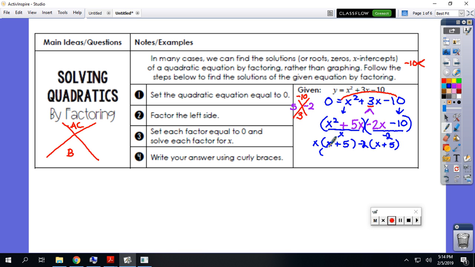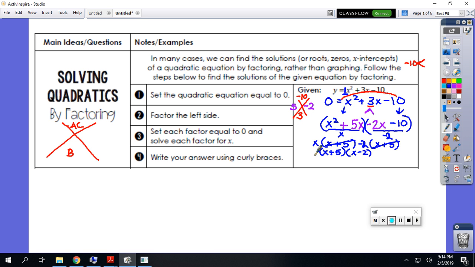So my two factors, what do they have in common? They both have x plus 5. And what's left over? X minus 2. You may have been taught a shortcut to this, so because this x value has a 1 in the front of it, I could have just found my factors, and then basically the factors are what goes into the factoring of this because your a value is 1.